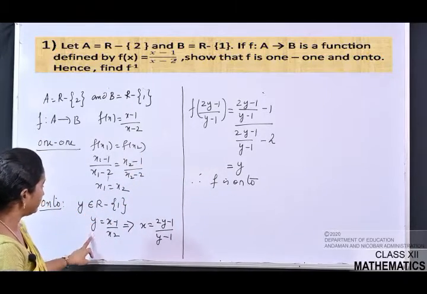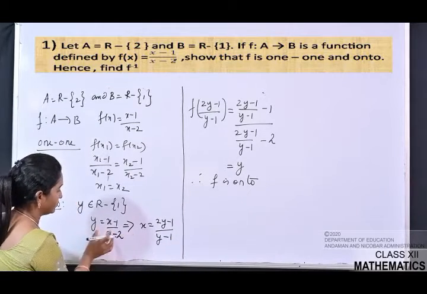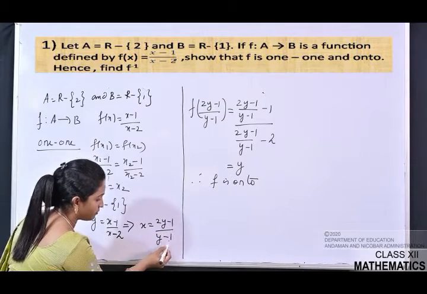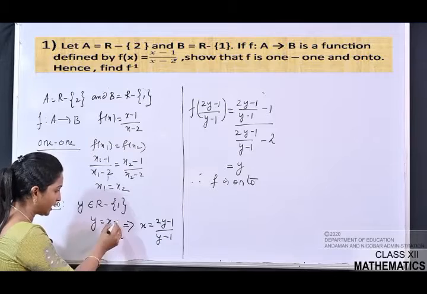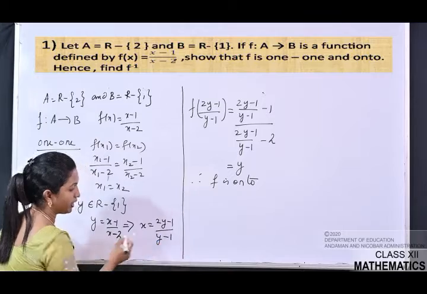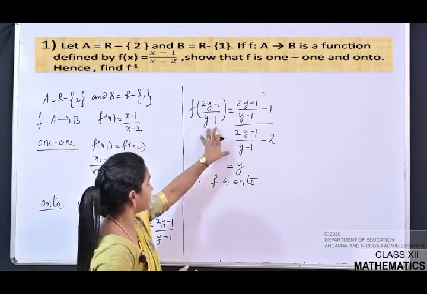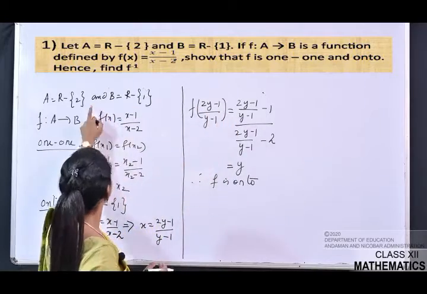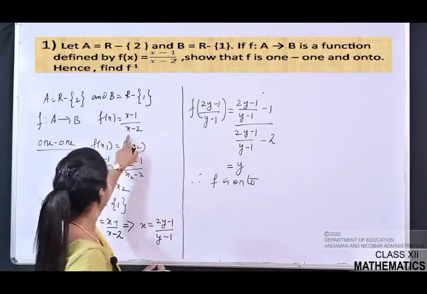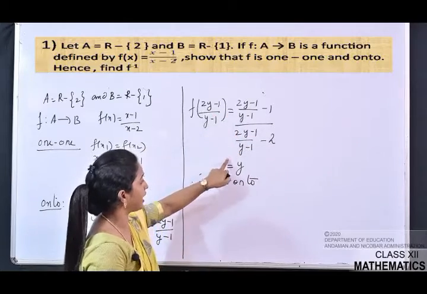So what I have done here: y is equal to (x minus 1) by (x minus 2). When you simplify this, you are going to get the value of x as (2y minus 1) by (y minus 1). This you have to simplify. Then what you will do? You will substitute the value of x in the function. f(x) is equal to, you put in place of x, (2y minus 1) by (y minus 1), minus 1. Again here also you have substituted. Then you have to simplify, and when you simplify you will see that you are going to get what?